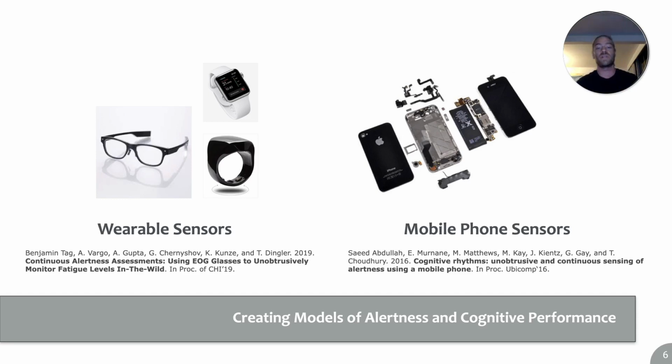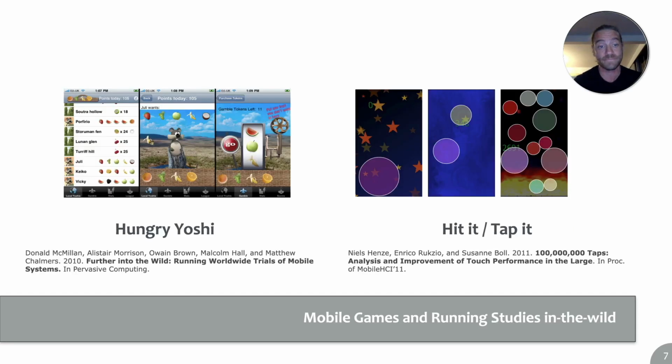But we were wondering really whether these measures could also be collected through everyday interactions, interaction data such as text typing and also gaming. And games and mobile apps have quite a history in MobileHCI and UbiComp to collect research data in the wild. So who doesn't remember these hits, Hungry Yoshi or Hit It, Tap It, where data was collected through games and that increased basically the external validity through their in situ usage.